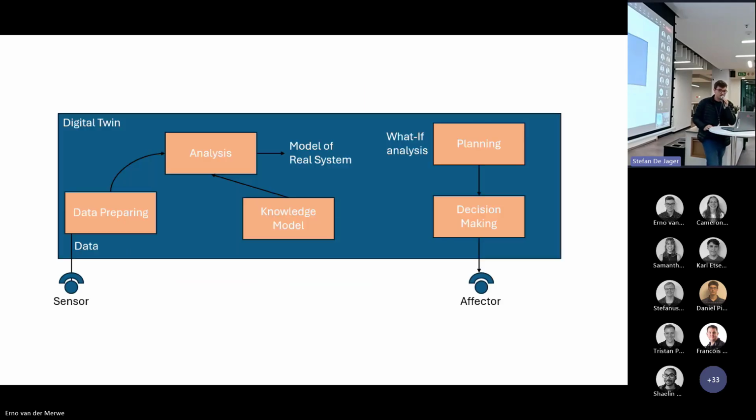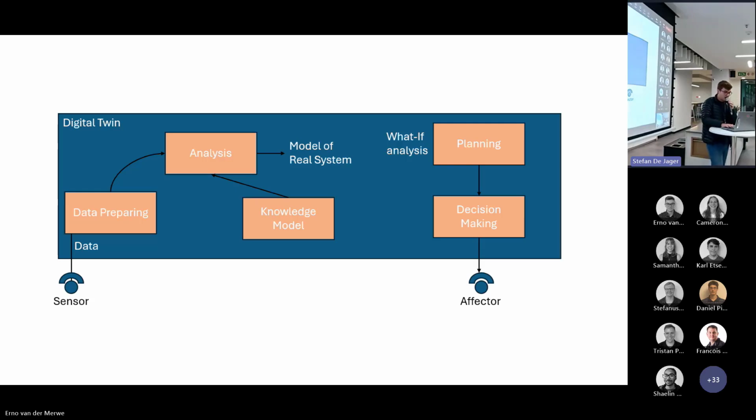Now, let's dive a bit deeper and look at what's really happening inside of the digital twin. So we said that there are sensors which are collecting data from our real system, and then we have effectors. So eventually we would like our digital twin to make changes to that real system. Now between the sensor and the effector, there are various steps. So firstly, we are going to be collecting a lot of data from the sensor. But at this point, this data is just numbers. It doesn't mean anything yet.